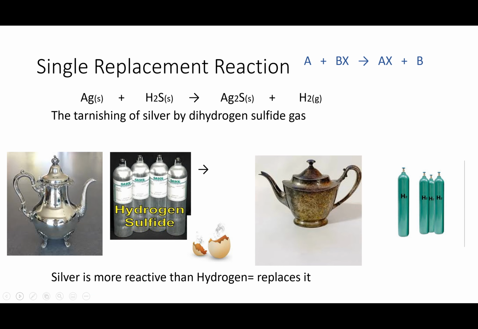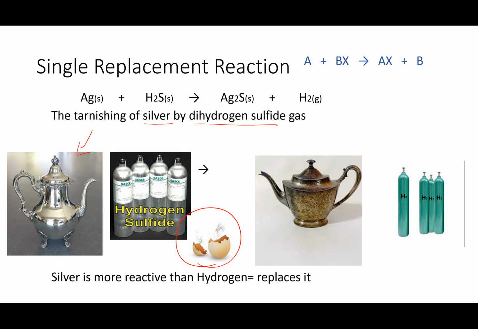Another classic single replacement reaction is the tarnishing of silver by dihydrogen sulfide. Dihydrogen sulfide gas is what tarnishes your silver. So you might have a silver teapot, you might have some earrings or a bracelet or an ornament that's silver, and dihydrogen sulfide gas is quite common. It smells like rotten eggs. It is that rotten egg smell. I'll show you in the next slide some of the sources of dihydrogen sulfide gas.